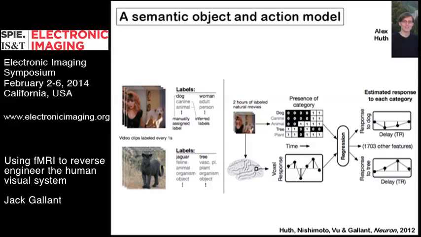So we go through the movies, and we label them. Is there a dog? And if we know there's a dog, then it entails that there's a canine and an animal and so on. We know there's a woman, so there's also an adult. There's a person. In this clip, we know there's a jaguar, so there's a feline, an animal, and so on.